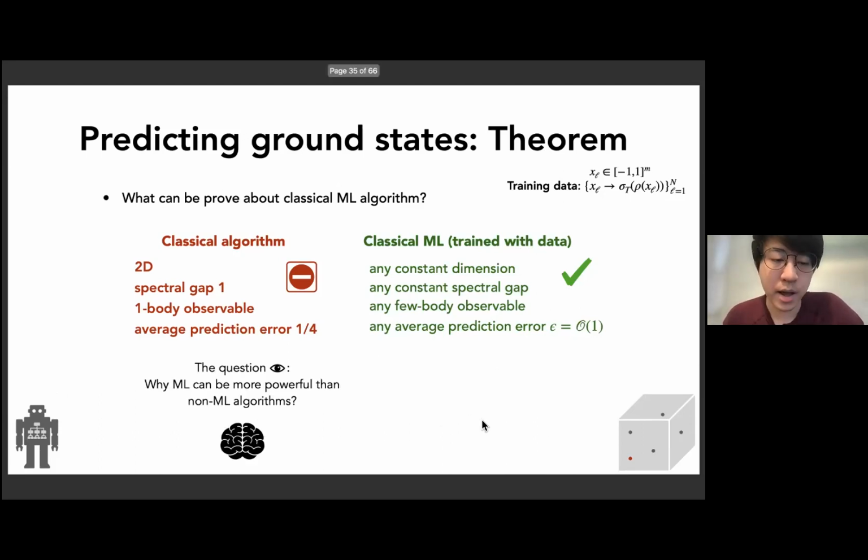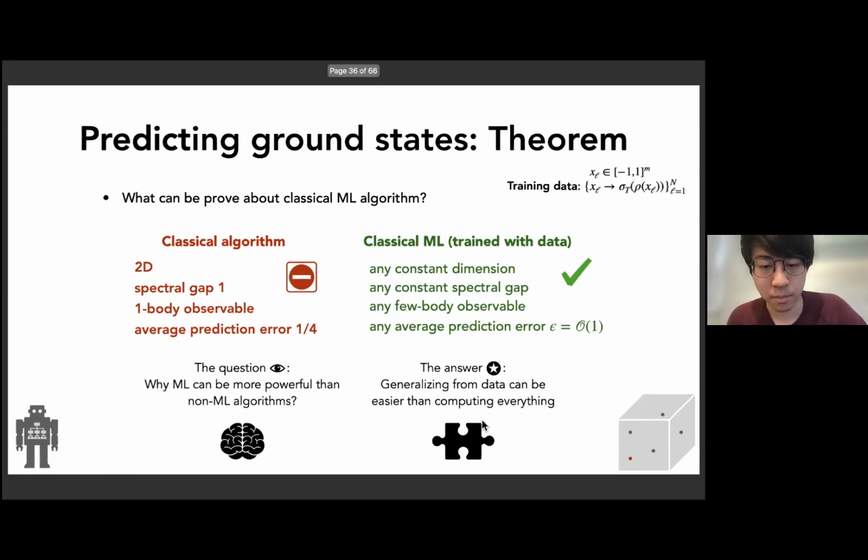One might be puzzled by this, because one might ask: a classical machine learning algorithm is just a type of classical algorithm, so why are they more powerful than these non-machine learning traditional classical algorithms? And the answer is that in order for a classical machine learning algorithm to work, all it has to do is to generalize from training data. It's built on the assumption that the training data has already been constructed, and all it has to do is learn from the training data and make good predictions about a new input. And that could be much easier than computing everything from scratch.